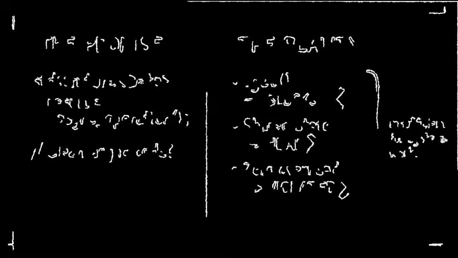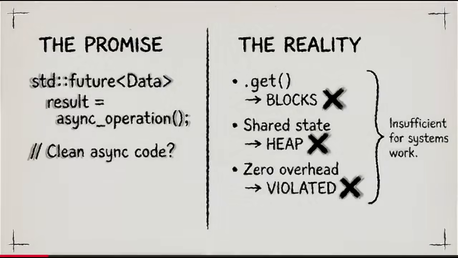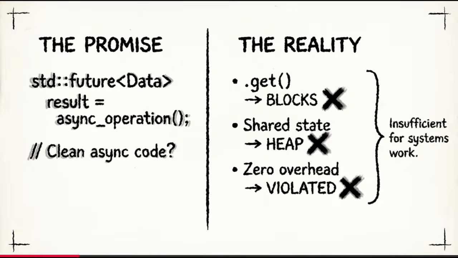Now, C++11 tried to help with std::future, didn't it? But the sources suggest that was a dead end for high performance. std::future was a first attempt, but it was insufficient for serious systems work. The get method was blocking, which kind of defeats the whole purpose of async I/O. Right. But the bigger sin was allocation. std::future almost always required a heap allocation for its shared state. It violated that core zero overhead principle.